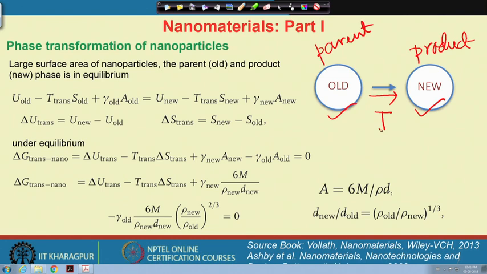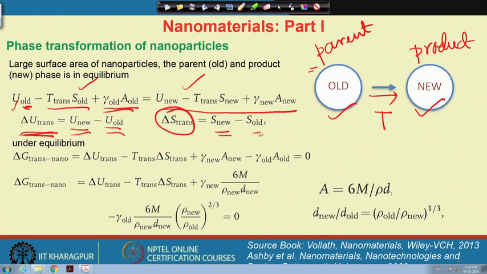However, the basic fundamental equation of thermodynamics says that U, the internal energy of the old phase, the parent phase, minus T into S, into the surface energy term should be considered, like in the earlier case that we have considered. They are in equilibrium, which means basically these two sides are the same value, or 0. Now, here the difference in the internal energy of the system is basically U of the new phase minus the old phase. Similarly, the entropy change is the new minus the old phase.